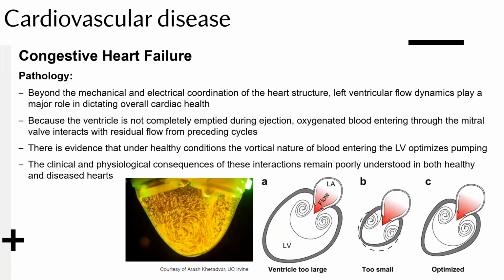And the vortex here, why is it important? It's known that it plays a very important role in the cardiac cycle. It helps the circulation, actually. Under healthy conditions, this vortex can actually optimize pumping. It can help the pumping cycle. So it comes from the atrium to the ventricle, and it's pumped back through the aorta to the body. This vortex helps it carry through and move on to the aorta and get circulated in the entire body.